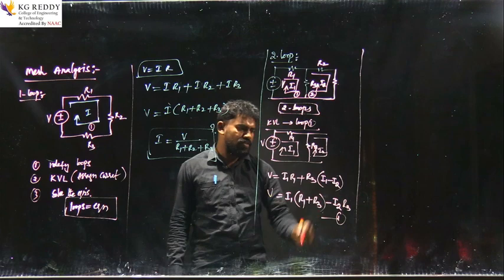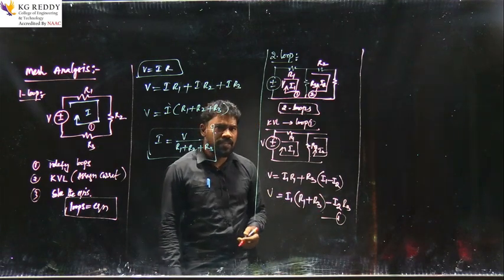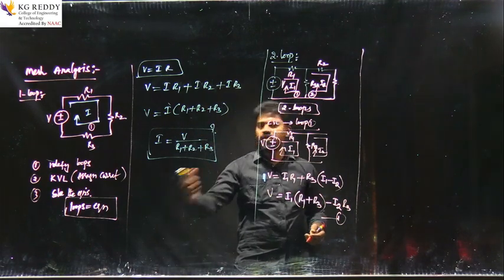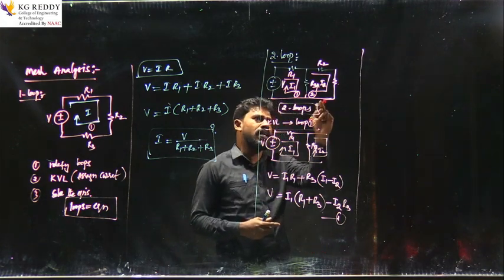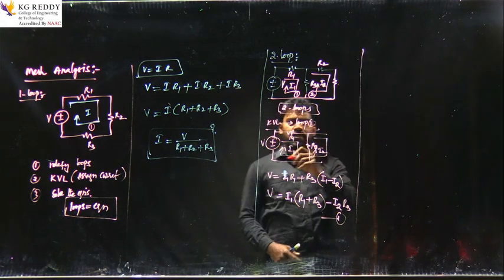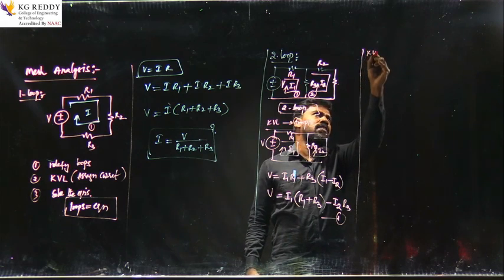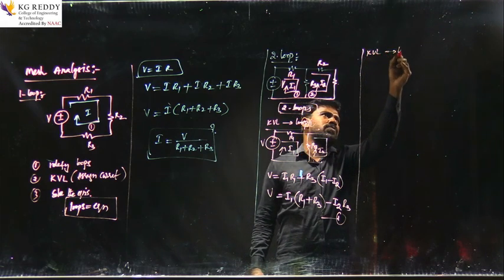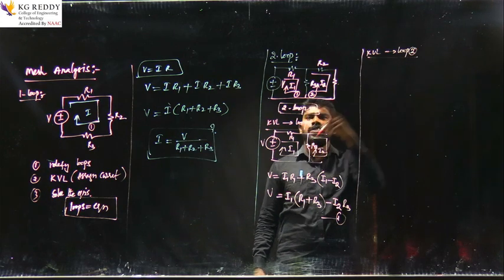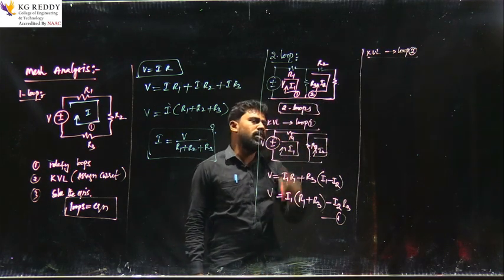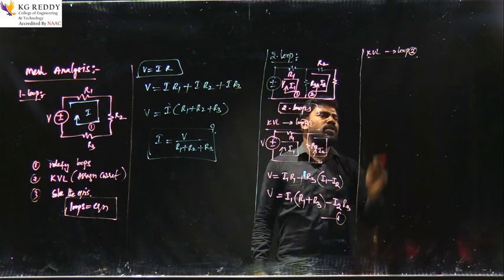This is equation 1. How many equations will you get? 2 equations, because number of loops is equal to number of equations. So one more equation you will get. Where will you get it? At loop 2. Similarly, I am going to apply KVL at loop 2. Here I applied KVL to loop 1, and here I am going to apply KVL to loop 2.